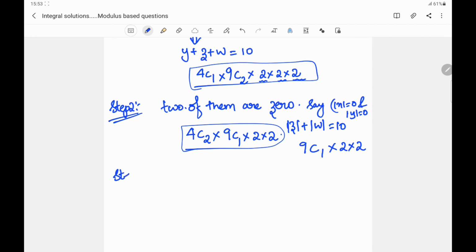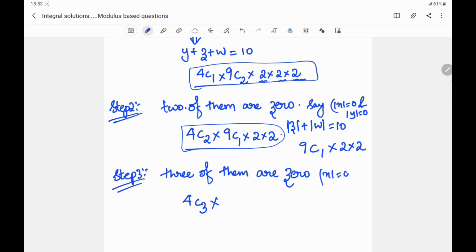Next is step 3. When 3 of them are 0, say out of 4 select any 3, and suppose modulus of x equals 0 and modulus of y also equals 0 and modulus of z also equals 0, then modulus of w equals 10. So again here we are going to have two solutions.